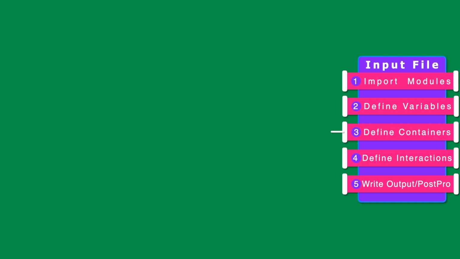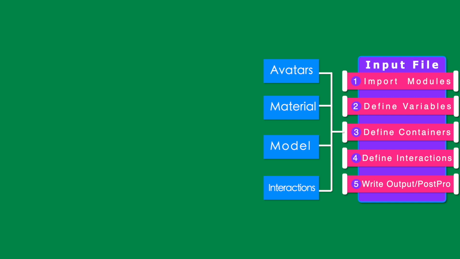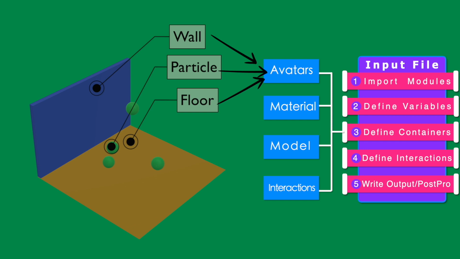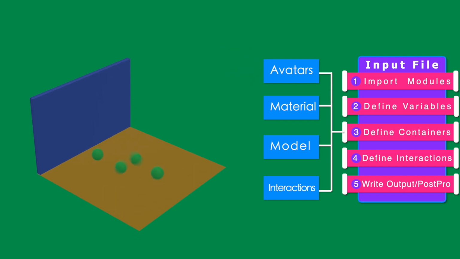Containers are very important because they contain many information. The main geometrical part is avatars. Avatars are what we see in the visual, and these are geometrical objects like wall avatar, particle avatar, floor avatar, which we can see. So avatars are also a container which contain wall, particle, floor, and we can define these avatars with material, model and interaction. So we have to define some containers.